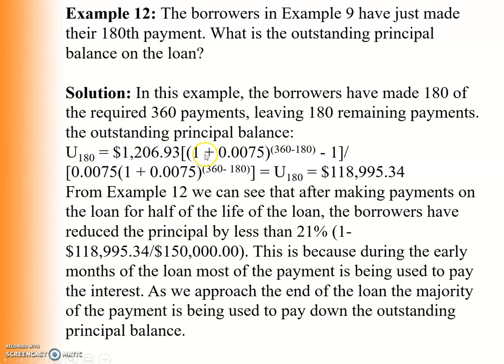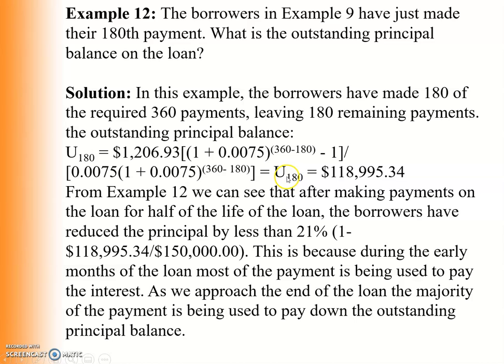So for example, 1,206 was the monthly amount, and this is to be multiplied by 1.0075 power 360 minus 180, that is 180 minus 1, and then divided by 0.0075 into 1.0075 power 360 minus 180.